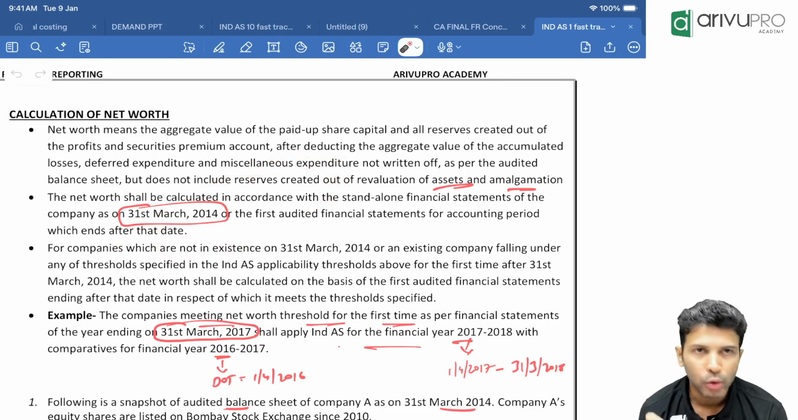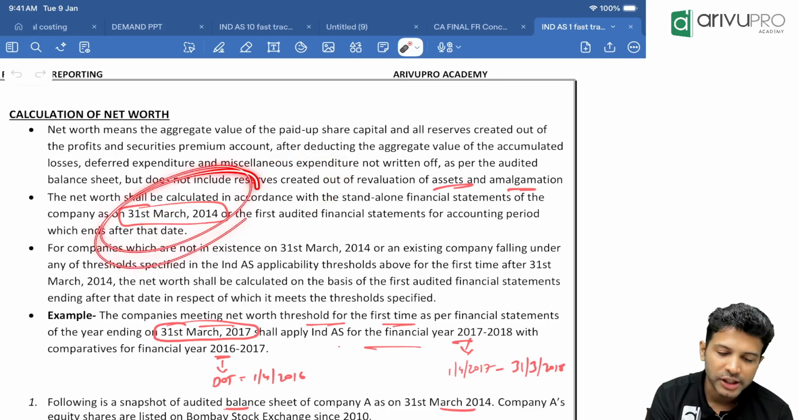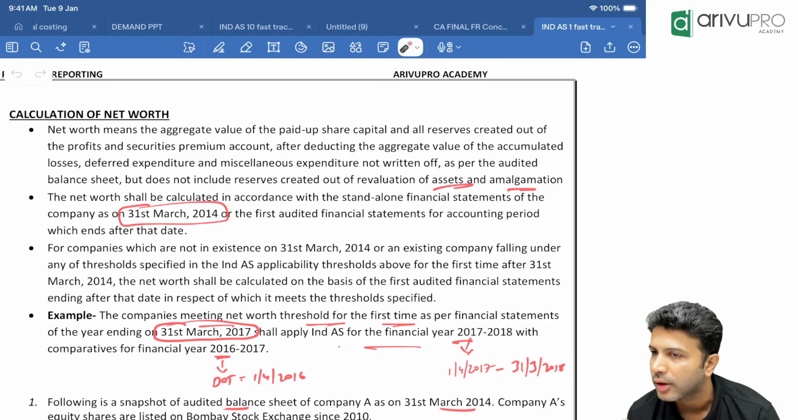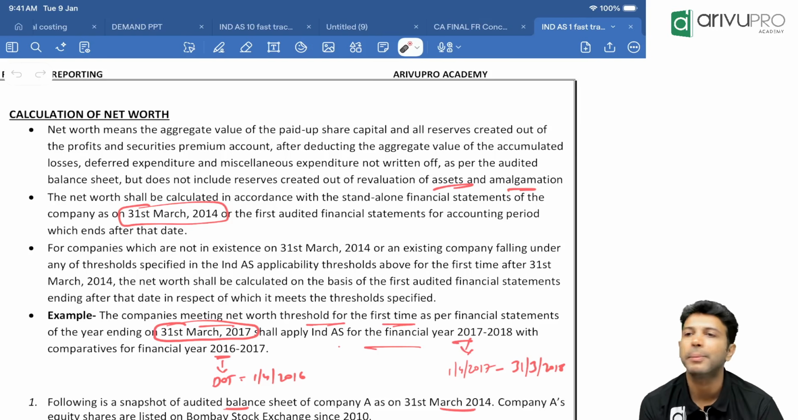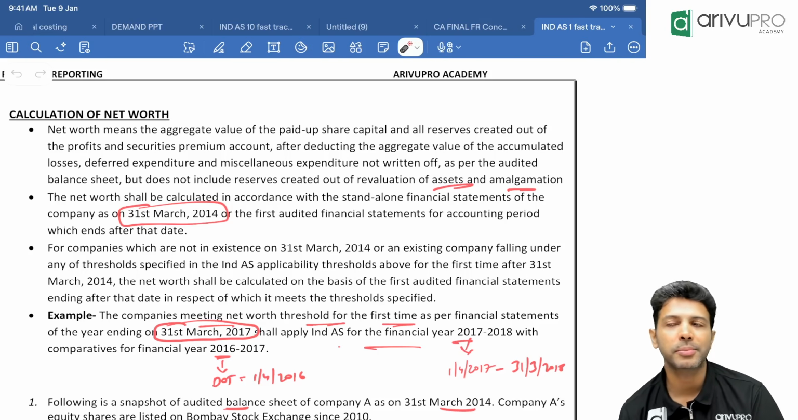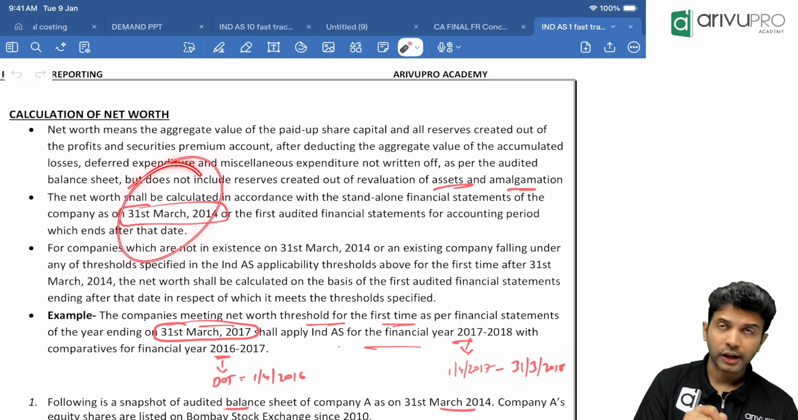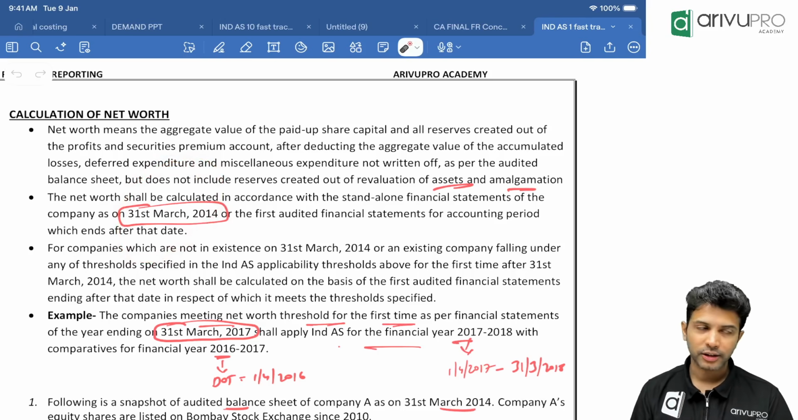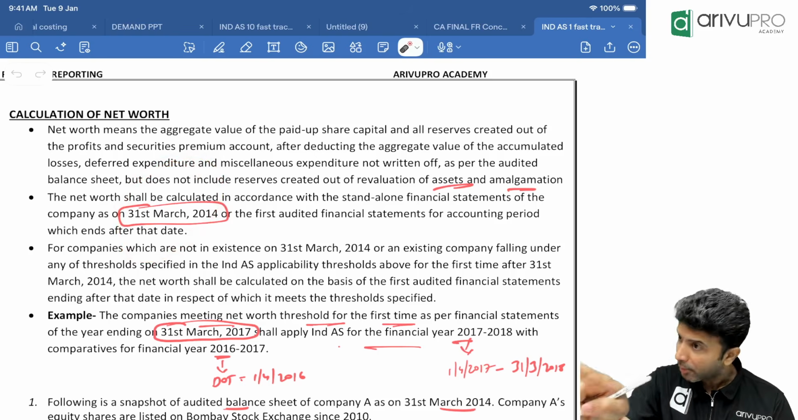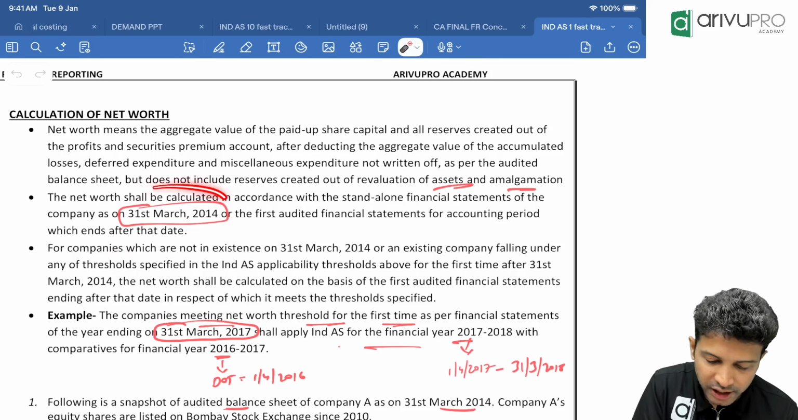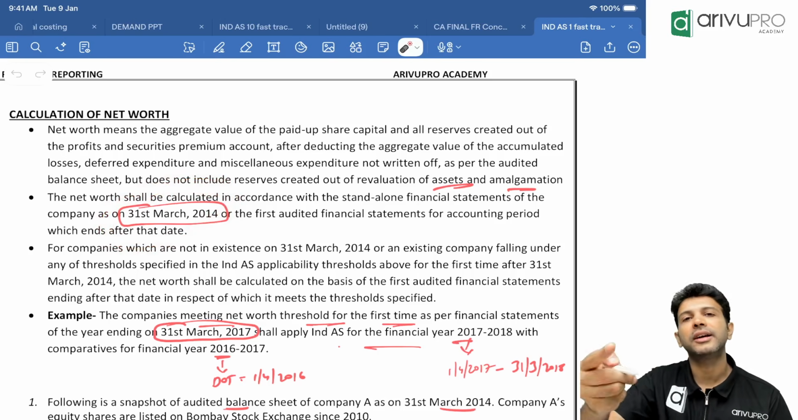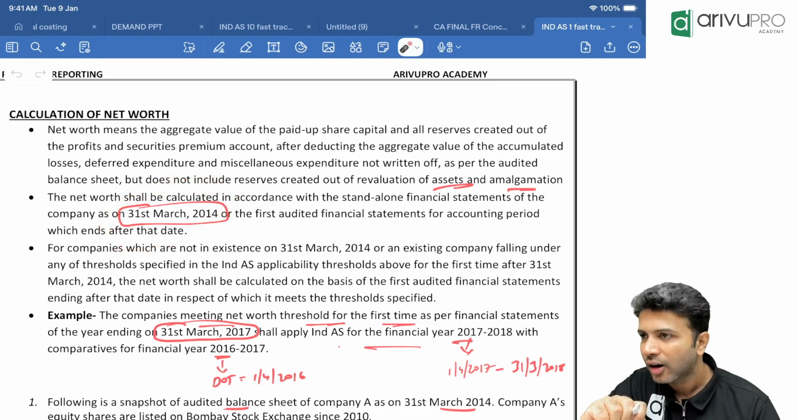For you to come under phase 1, first time you check the net worth on 31st March 2014, basically two years before the phase 1 application date. But take the balance sheet date of 31st March. Don't take 1st April 2014. That means only once you will check? No. For you to come under phase 1, first time you will check the net worth limit on 31st March 2014.